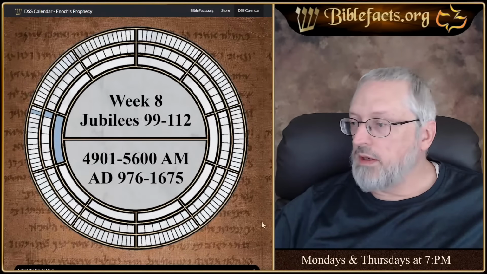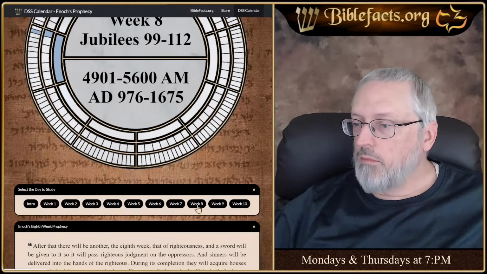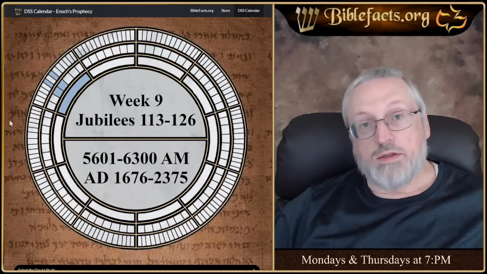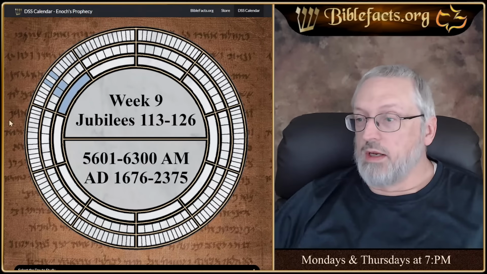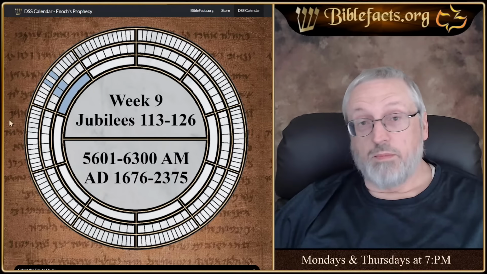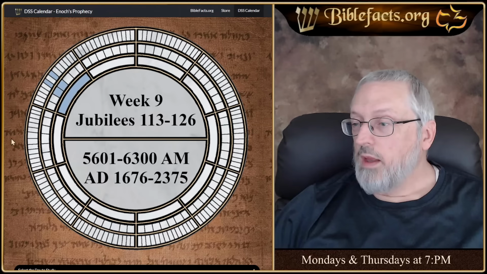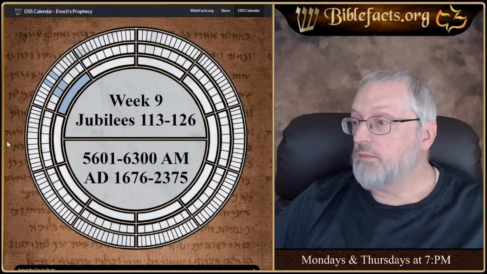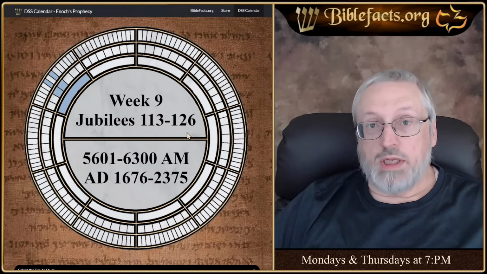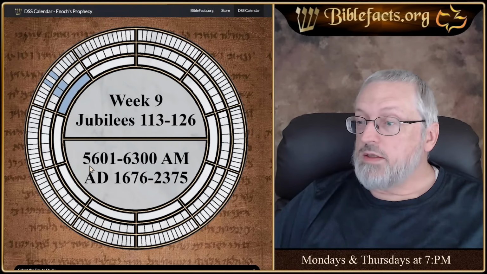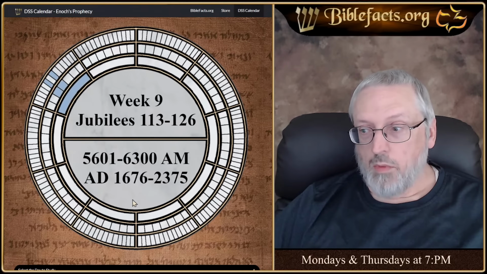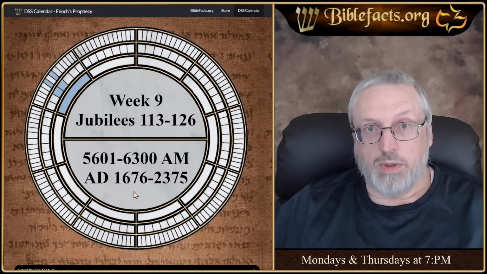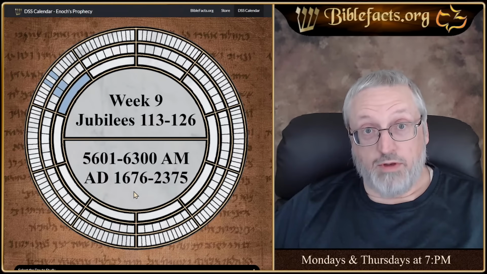Now we get to the next one, which is the 9th week, next to the last. And so this is the interesting part that we would be really interested in. Although that 7th week, I think, has something to do with the Dead Sea Scrolls and other things. So that's, again, why it was probably preserved in the Dead Sea Scrolls, among other things. So week 9 is Jubilees 113 to 126. And that's 5601 to 6300 AM, which is 1675 to 2375. That's a 700-year period. So we're right smack dab in the middle of it right now.